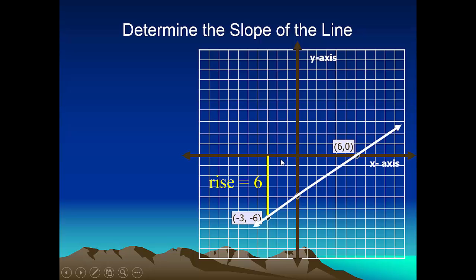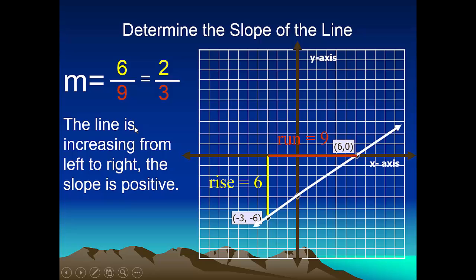Now we want to do our run. We will go 1, 2, well, let me get the line here. We will go 1, 2, 3, 4, 5, 6, 7, 8, 9. So our run is 9. So now our slope is equal to, we know that the rise is 6 and the run is 9. But we cannot leave this fraction in this manner, because it can be simplified. So we divide the numerator and denominator by 3, which gives us 2/3. Now the line is increasing from left to right, as you see here. The y value is increasing from left to right, so the slope is positive, and our answer is positive as well.